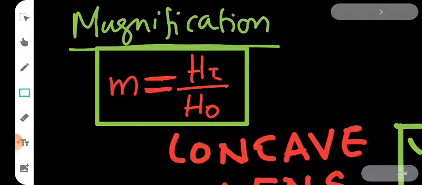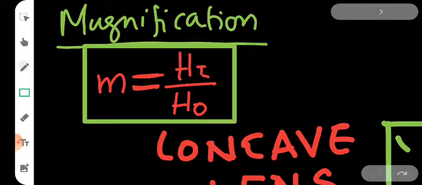Since you are using height or length here, this is also known as the linear magnification. There is one more magnification defined, which you will be studying only in your higher classes. So just go with this. This is also known as linear magnification, and this is the definition of it. Magnification is the ratio of the height of the image to the height of the object.